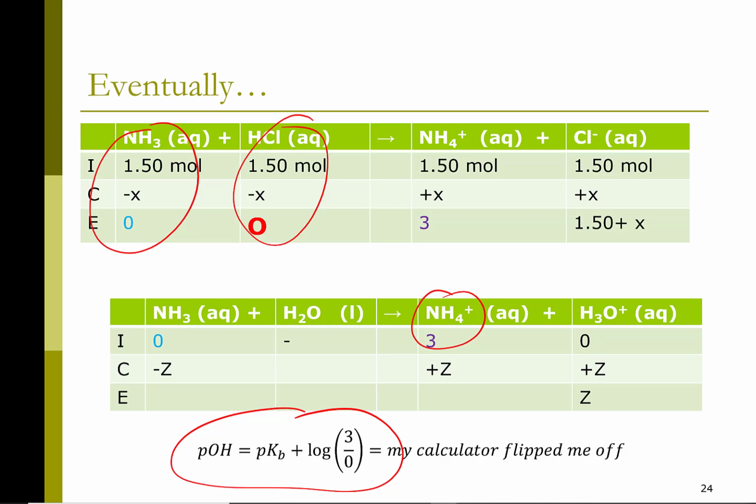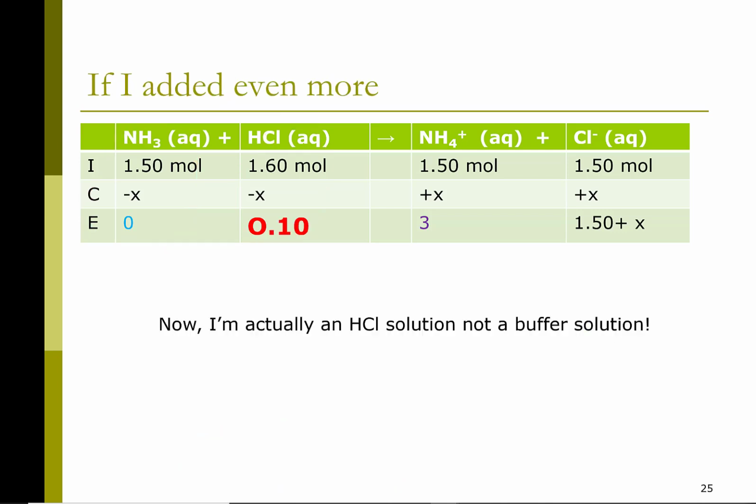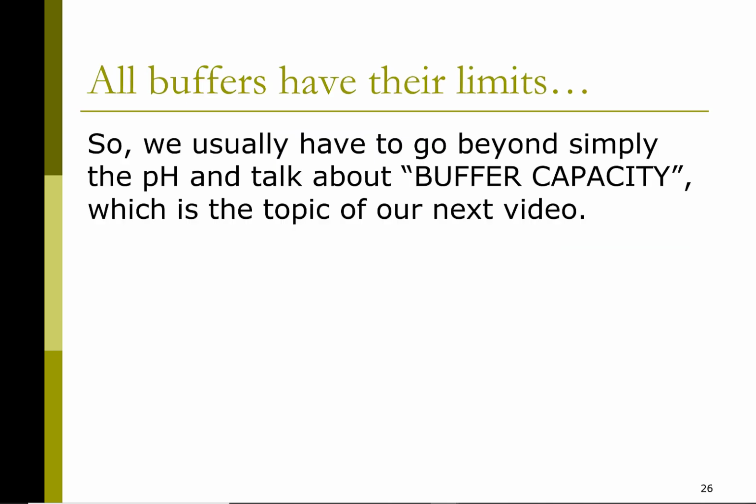As a result of this, it is usually important to not just specify what the pH of the buffer is, right, but to also specify what the limit on the buffer is, right? Because at some point, my buffer's gone, right, and maybe I'm just acid, right? If I had more HCl than I had ammonia, I made a whole bunch of ammonium, but now the limiting reactant is actually ammonia, and this is just an HCl solution. Right. And so all buffers have limits. This limit is referred to as buffer capacity, and that is the topic of our next video.